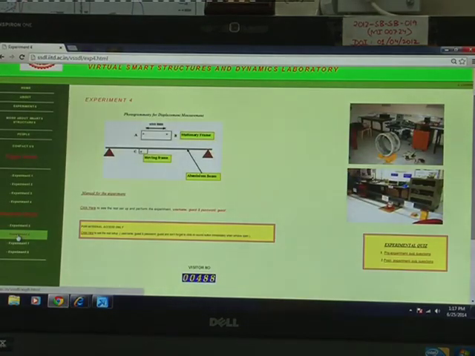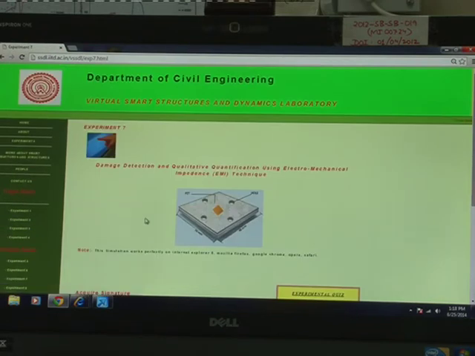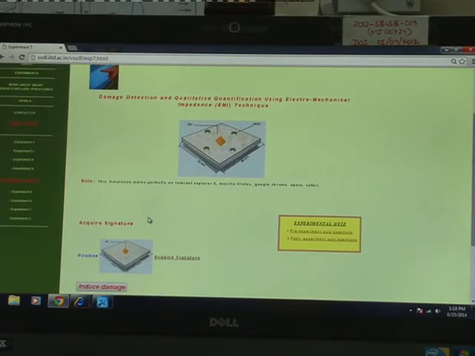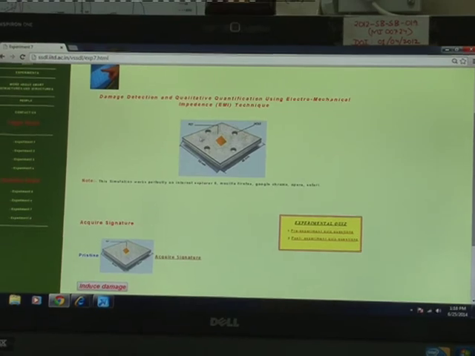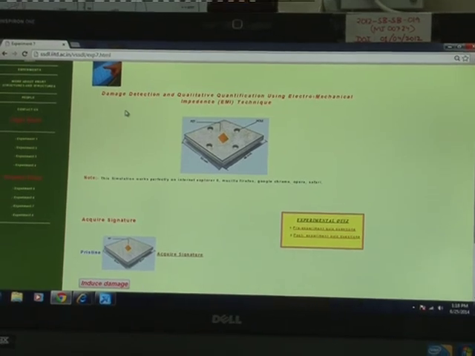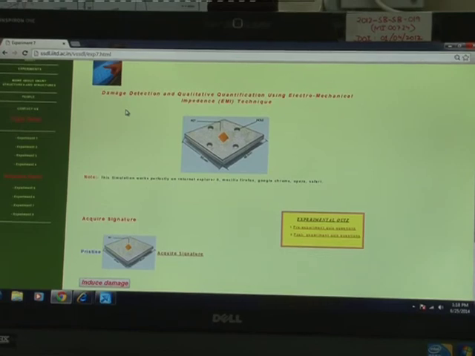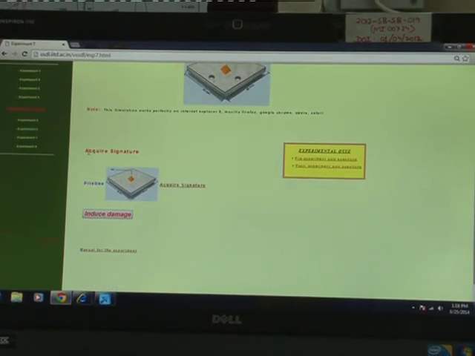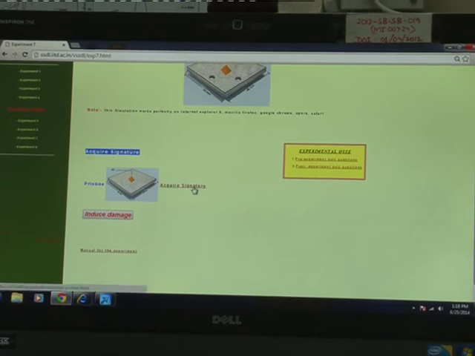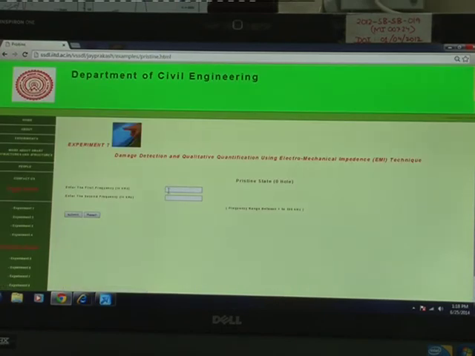And now experiment number 7, among the simulation based experiments, I will explain. In this case we have considered a 2D plate, and this experiment is based on the EMI technique. For capturing the signature in the pristine stage, I will click this button, acquire signature. I will give a frequency range of 115 to 134 hertz and submit.